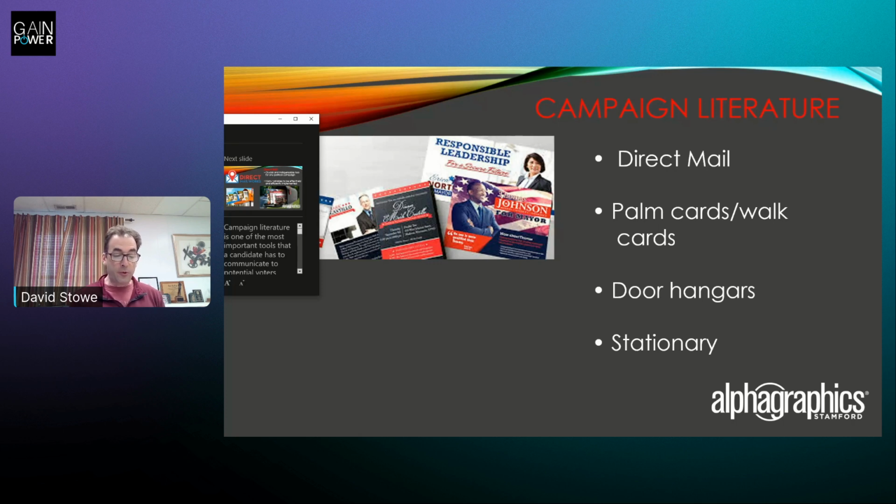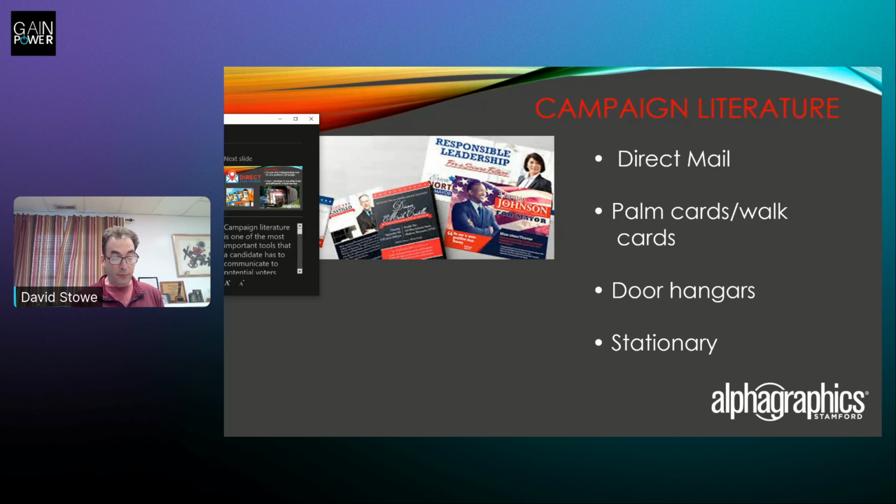Campaign literature is one of the most important tools that the candidate has to communicate to potential voters. This is even more so on the local level, where TV and radio are generally not in the budget. As a result, you want to make sure that you make the best use of all the tools available to you. Think about all the ways that you're going to interact with voters, and then how you can brand yourself and communicate in all of those circumstances.